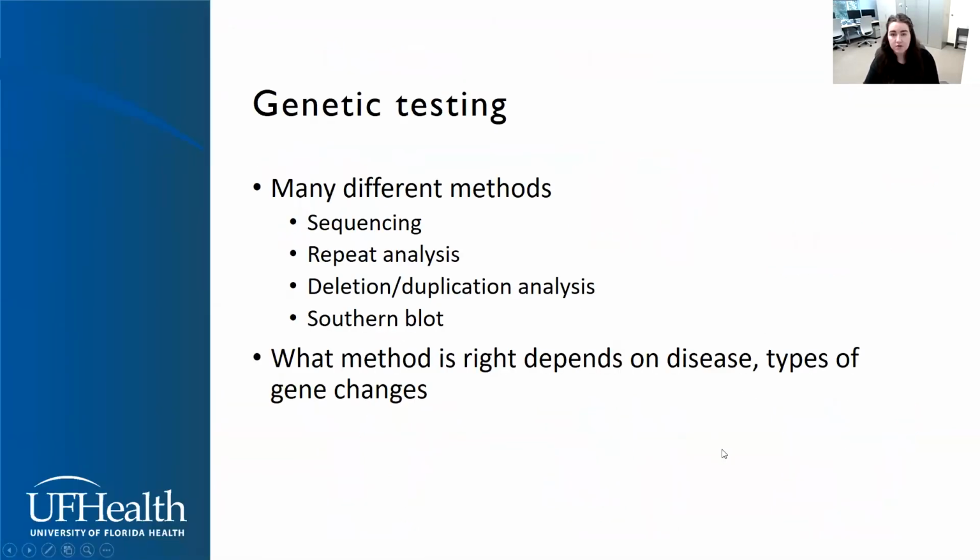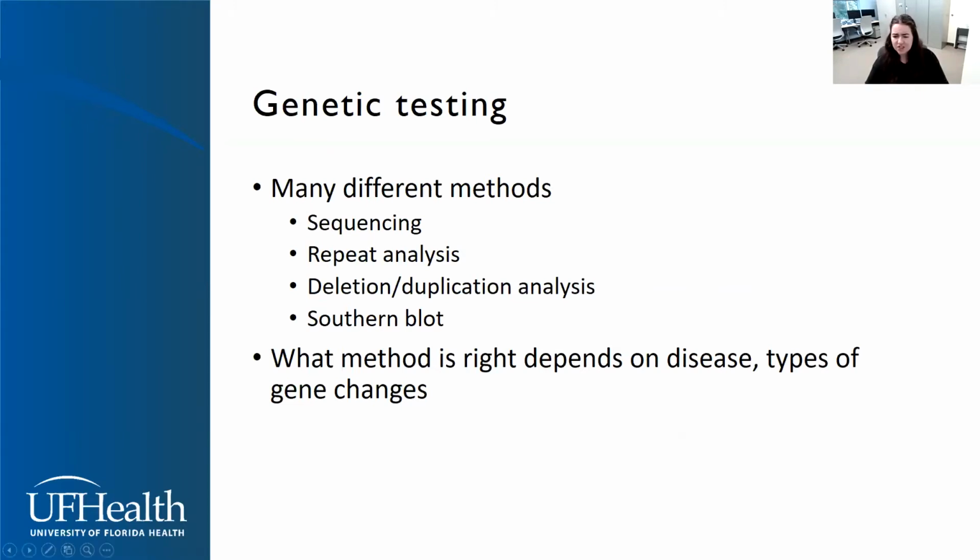Okay, so now I want to talk through a little bit about genetic testing. There's a lot of different methods that we use for genetic testing, and targeting the right method really depends on what disease a person has, what kind of symptoms they have, and what types of gene changes happen in that disease. So we can do sequencing, which is like reading through the genes. If we think someone has myotonic dystrophy or Friedreich's ataxia or another condition that's caused by repeats, we do what's called repeat analysis. Deletion duplication analysis is one type of technology. So for example, if we think someone might have Duchenne muscular dystrophy, that's the type of test we would order. There are also all sorts of other types of tests.